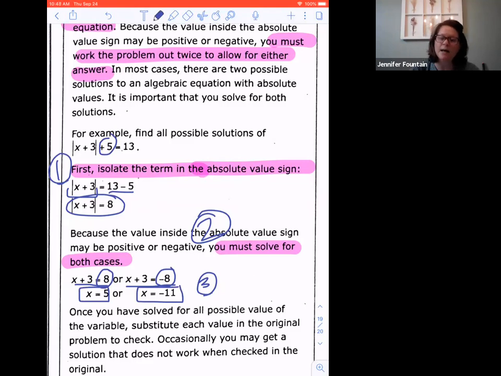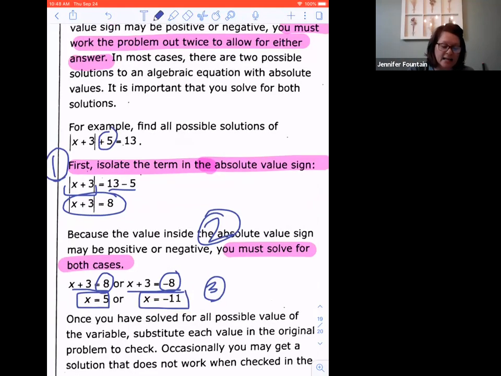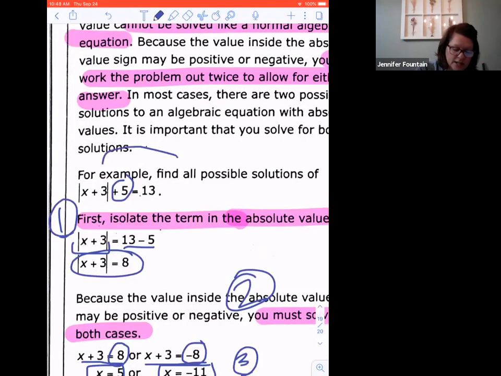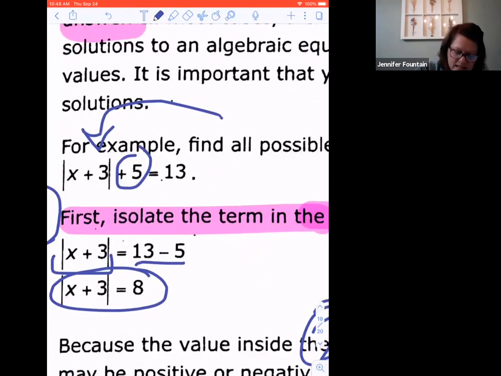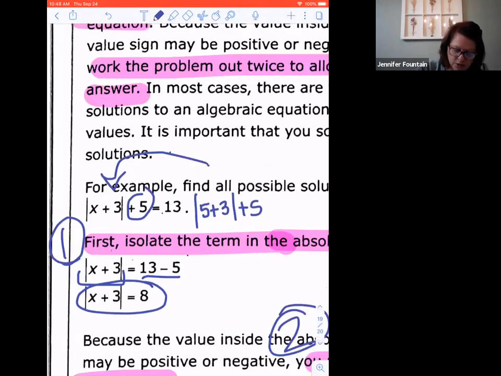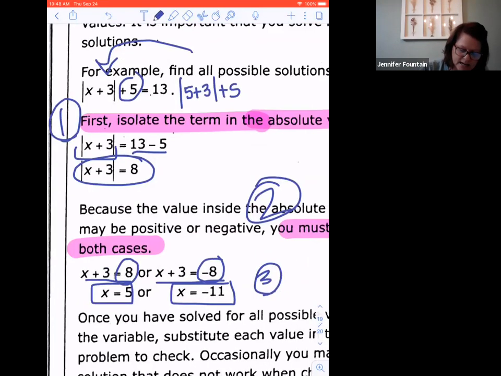Now remember, anytime I find a solution and it says x equals something, I can go back to my original equation and plug it in to check. So that's what I'm going to do real quick so you can see why it could be 5 or it could be negative 11. If I have the absolute value of 5 plus 3 plus 5, what I'm doing here is using that x could be 5.